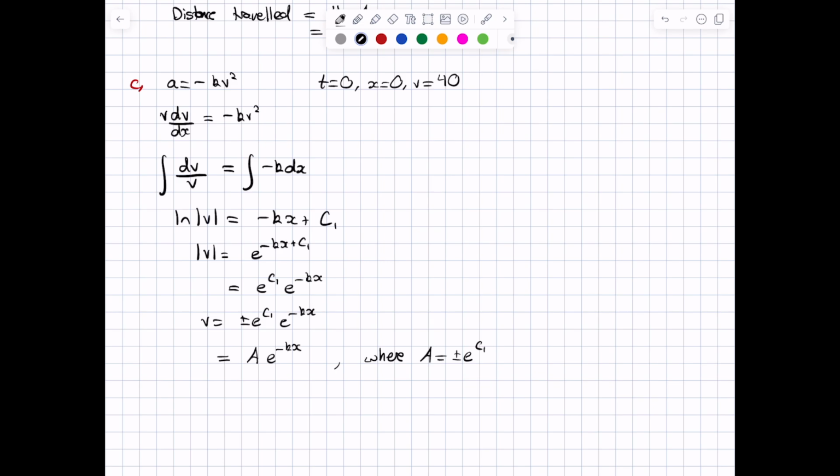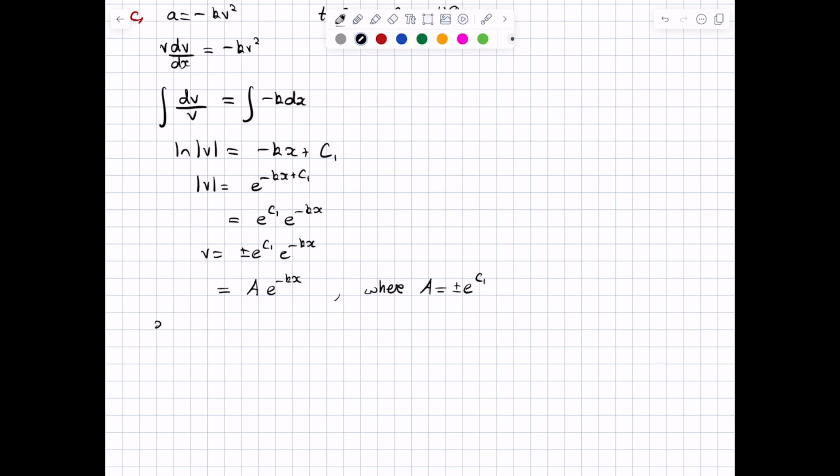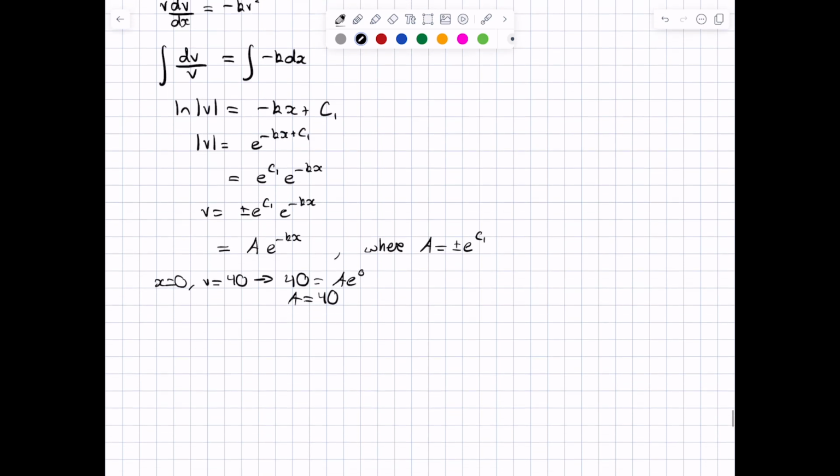Now I'll use my initial condition to work out what a is. So when v is equal to 40, x is equal to 0. So I'll write that in. X equals 0, v equal to 40. We get 40 equals a e to the 0. So a is equal to 40. I'll place that back into my equation. And there is part 1 done.